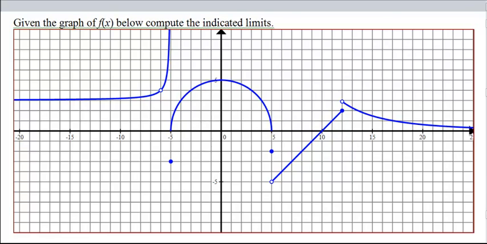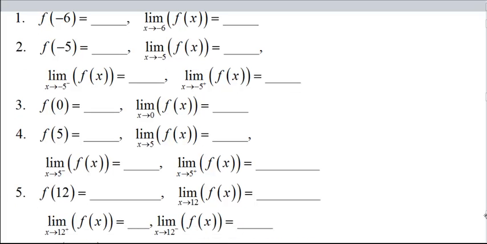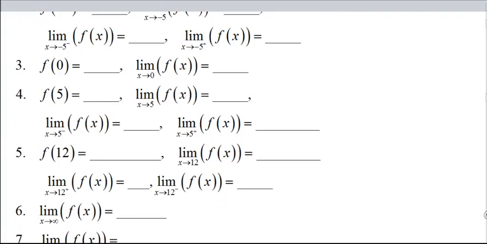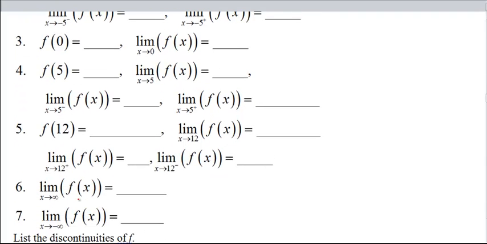Okay? So here are the limits that we want to try to compute in this case, and function values. F of negative 6. The limit as x approaches negative 6. F of negative 5, the limit as x approaches negative 5. The left and right limits as x approaches negative 5. F of 0, the limit as x approaches 0. F of 5, and the limit as x approaches 5. Full limit, and then from the left and right. F of 12, the limit as x approaches 12, and then the limit from the left and right. And then the limits as x goes to infinity and negative infinity. And then list all the discontinuities. So jot those down real fast, which ones we want to do.